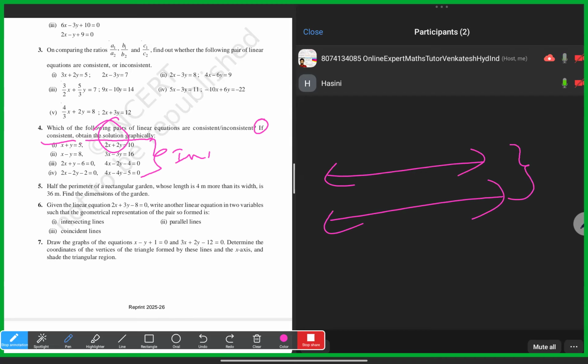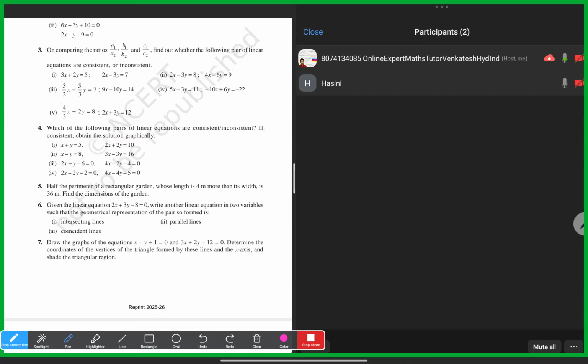So because of that reason, we need not draw the graph if they are inconsistent. Inconsistent means parallel lines. If consistent only, we will draw the solution graph. Okay, so fourth question, first bit.